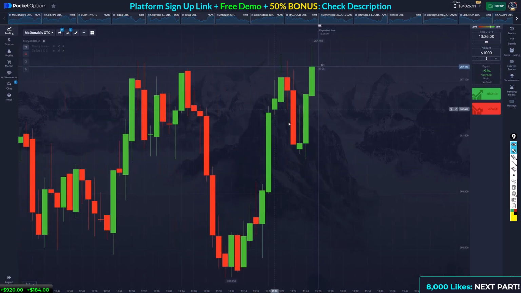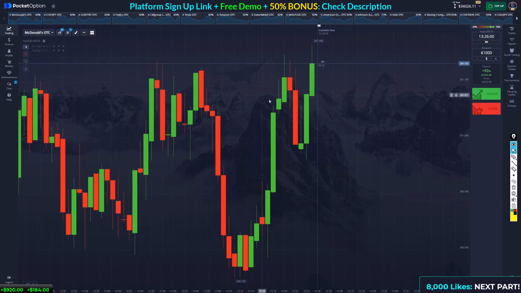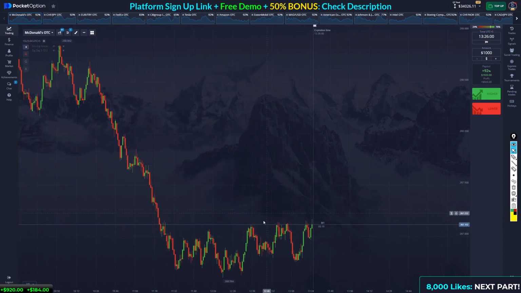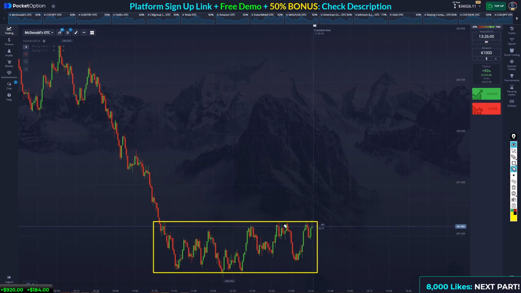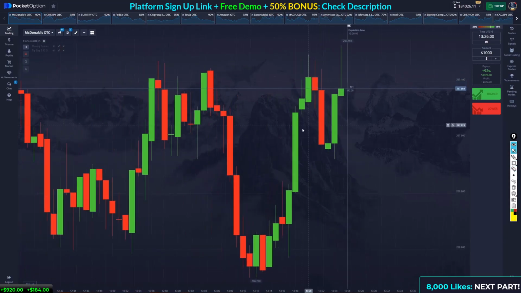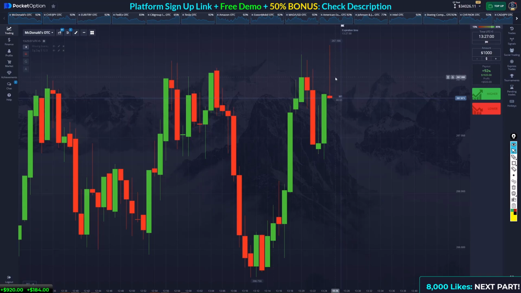I will look at other pairs. Okay, again, we have been coming down, major downtrend, and now we are at this ranging market. So we don't have a minor trend right here. It's just a ranging market.